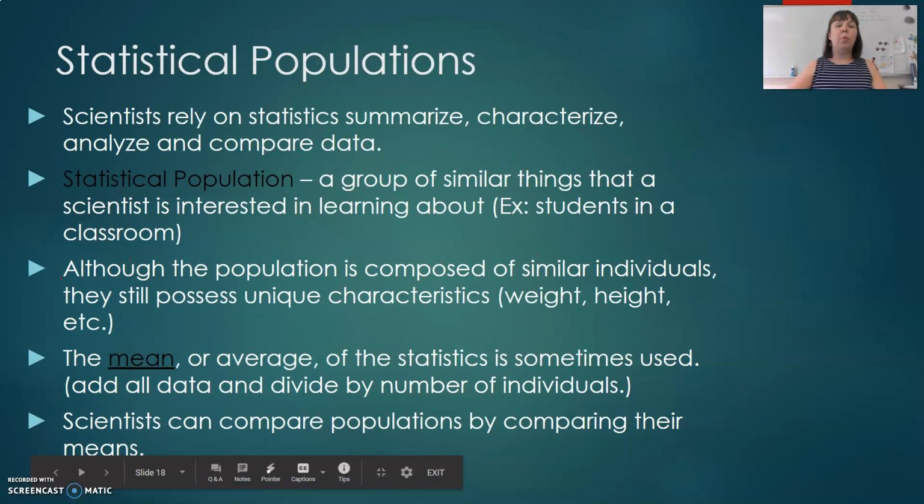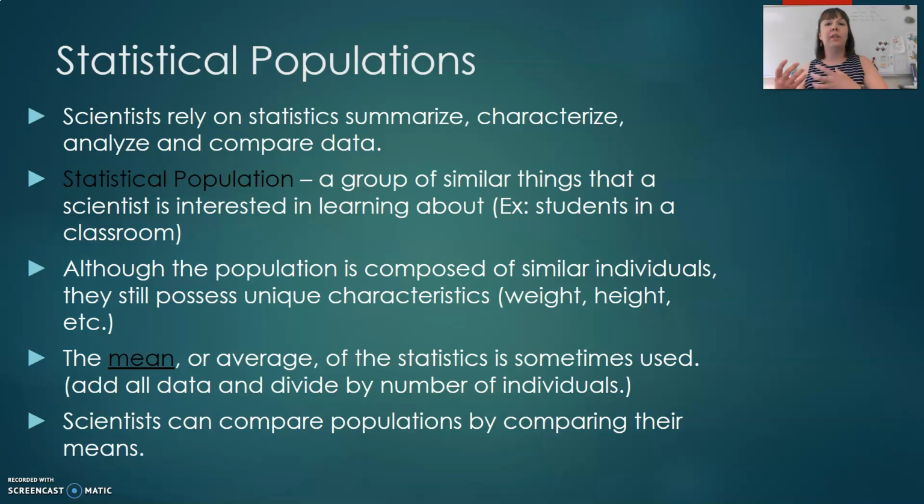So when we compare data, when we organize it, we can organize data based off statistical populations. Statistical populations are groups of similar things that we're interested in learning about. So it could be the students in a classroom or the deer that live in East Texas. Although the population is composed of similar individuals, like all 11th grade students or all white-tailed deer in East Texas, they still have unique characteristics. Their weight is different, their height, in the case of deer, maybe their age.